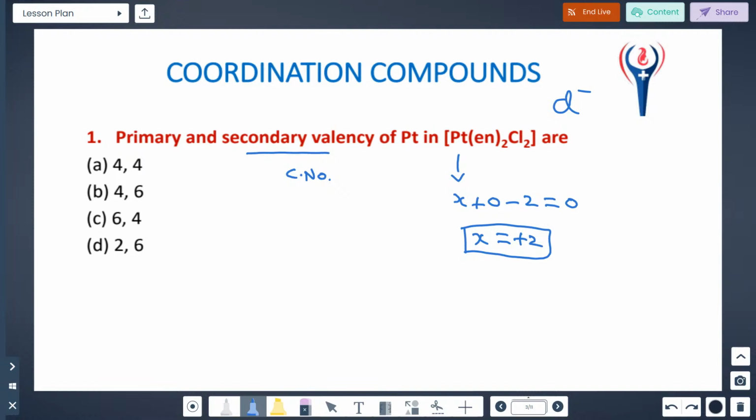So here En is a bidentate ligand. Each bidentate ligand can make 2 coordinate bonds. So 1 En can make 2 coordinate bonds, and 2 En makes 4 coordinate bonds. Chlorine is a monodentate ligand, so each chlorine can make one coordinate bond. Here 2 chlorine makes 2 coordinate bonds. So 4 plus 2, 6. So the answer: 2 is the primary valency, 6 is the secondary valency. So answer D is the correct option. Understood?